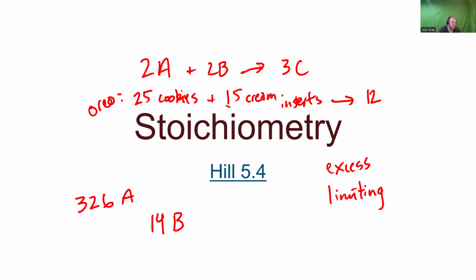Do I have enough cream inserts? I do. I've got 15 of them. So I'll be able to make 12 Oreos just fine. What's going to be left over? Well, there's going to be one cookie and three inserts. So I think that, in a nutshell, is what stoichiometry is.